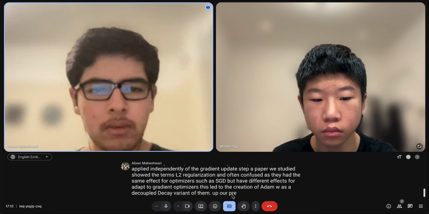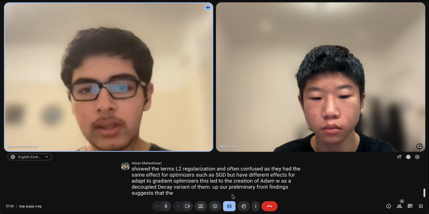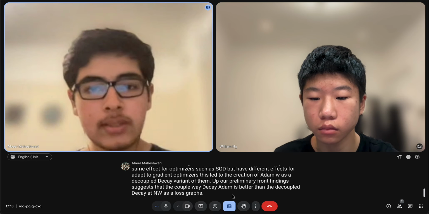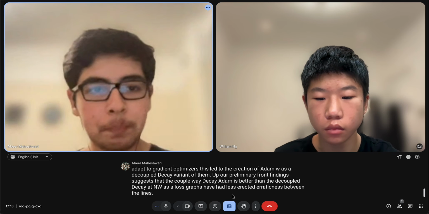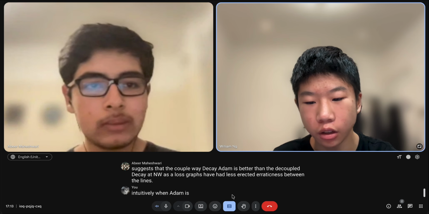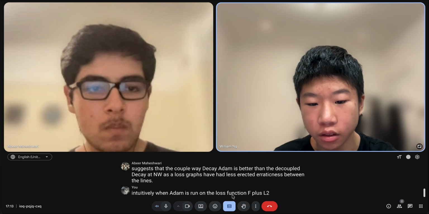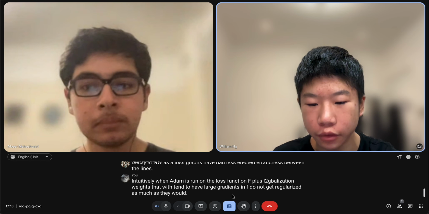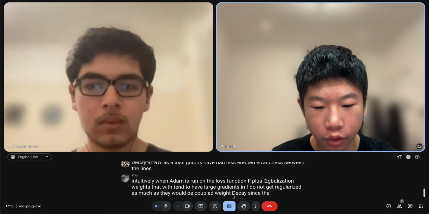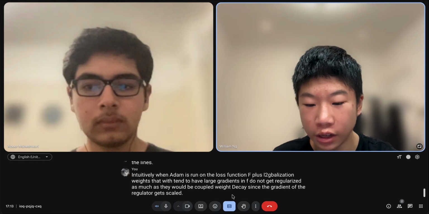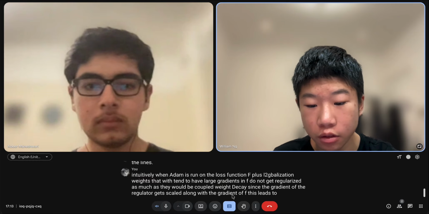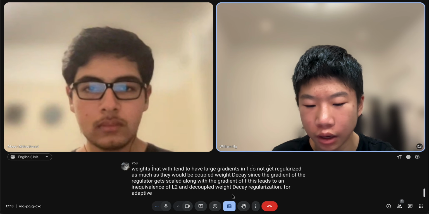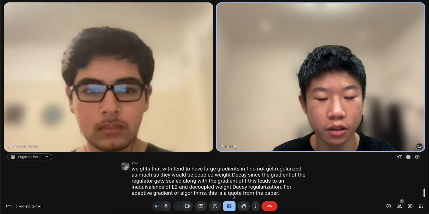Our preliminary findings suggest that the coupled weight decay ADAM is better than the decoupled weight decay ADAM-W, as the loss graphs had less erraticness between the lines. Intuitively, when ADAM is run on the loss function f plus L2 regularization, weights that tend to have large gradients in f do not get regularized as much as they would with decoupled weight decay, since the gradient of the regularizer gets scaled along with the gradient of f. This leads to an inequivalence of L2 and decoupled weight decay regularization for adaptive gradient algorithms. This was a quote from the paper we just studied.